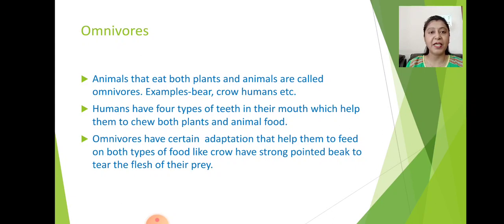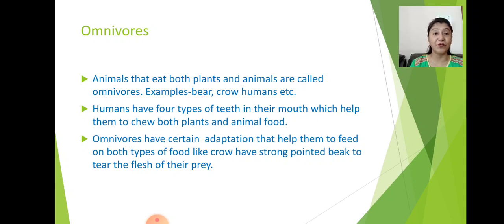Humans, if we speak about omnivores, the most common example is we ourselves. Humans are capable of eating both types of food, plants and animals, and they are even capable of digesting them. That is a very special feature of omnivores. They can digest both kinds of food. Humans can eat both plants and animals.